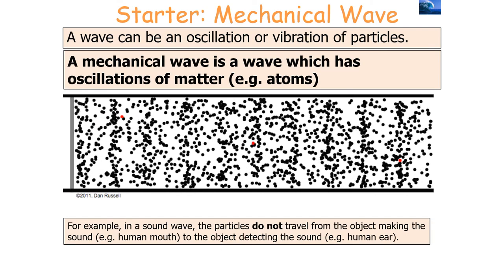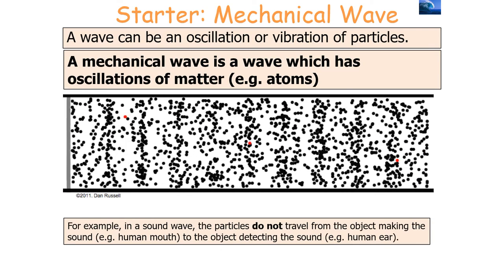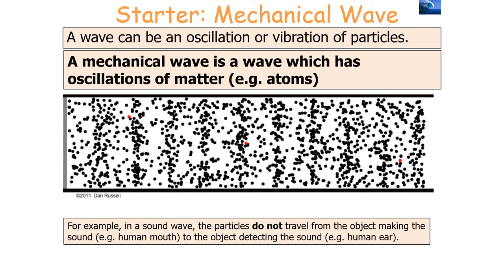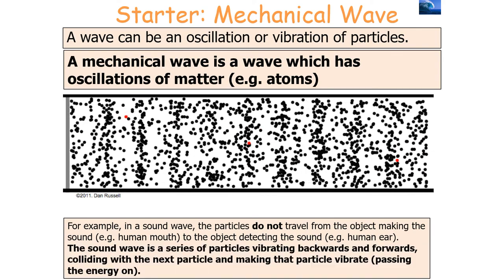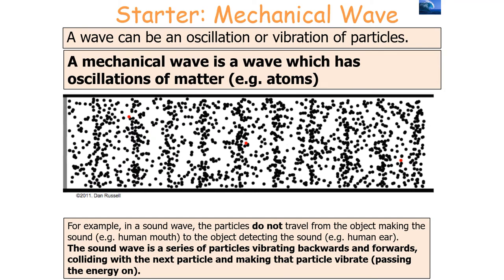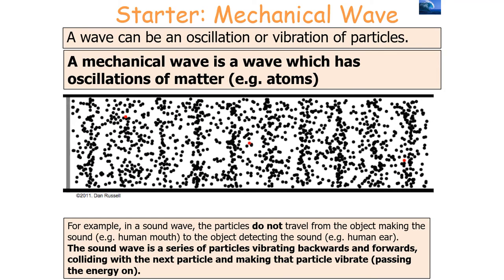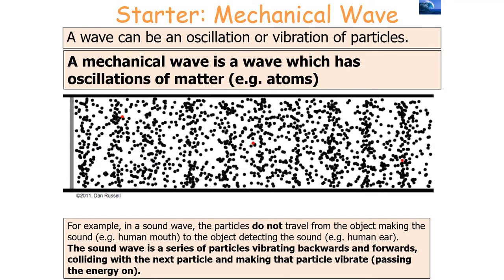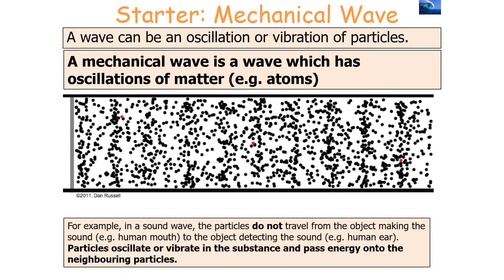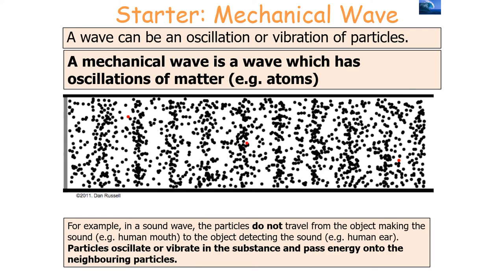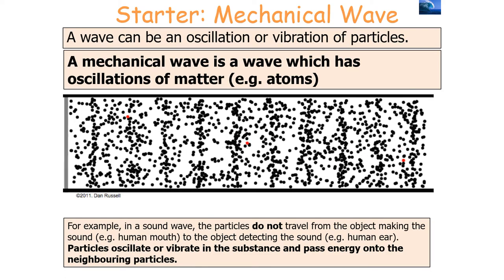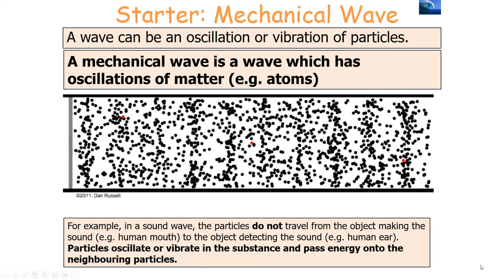Now, in a sound wave, the particles do not travel from the object making the sound to the object detecting the sound, but the sound wave is a series of particles vibrating backwards and forwards, colliding with the next particle and making that particle vibrate, passing the energy on. Now, particles oscillate or vibrate in a substance and then pass energy on to the neighboring particles. So that's very important to work through.